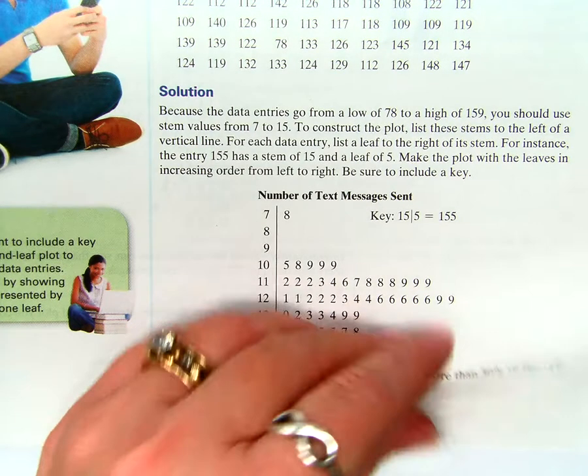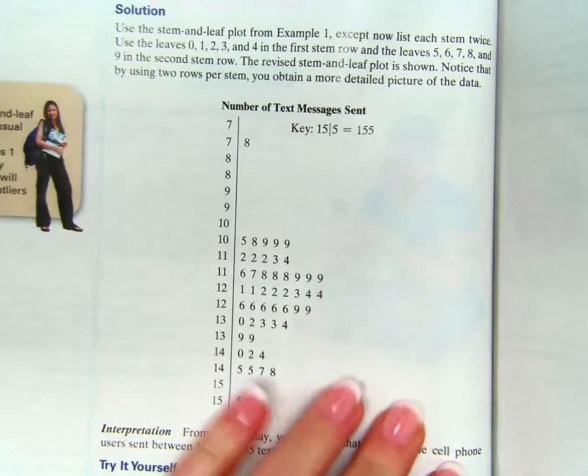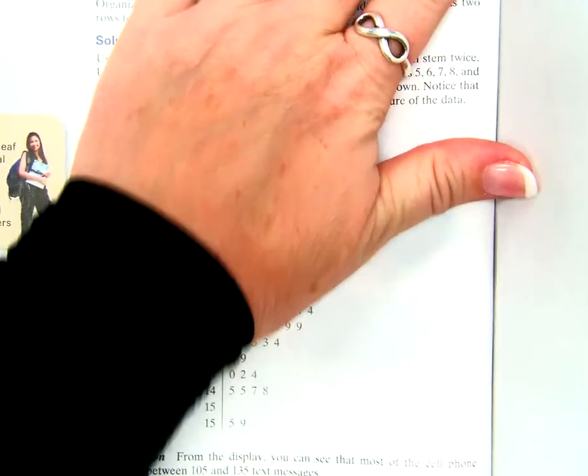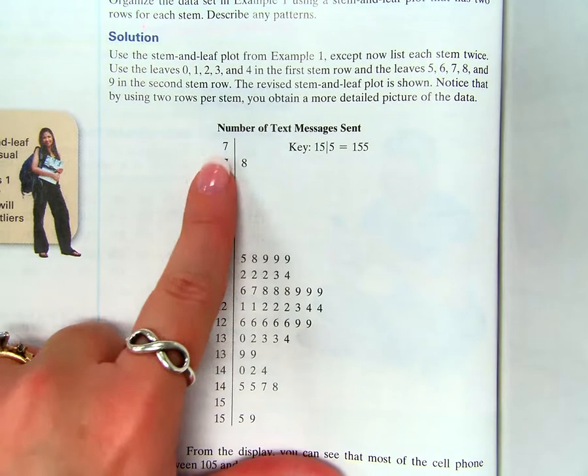There's also an alternate way to set up a stem and leaf plot. And here it is. Here's an example of it right now. This is just one of the examples that you could set up, another way you could set up a stem and leaf plot. What do you notice about the stems?